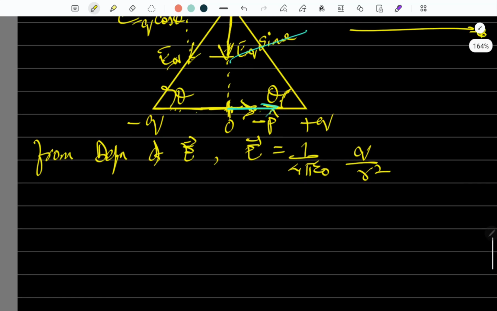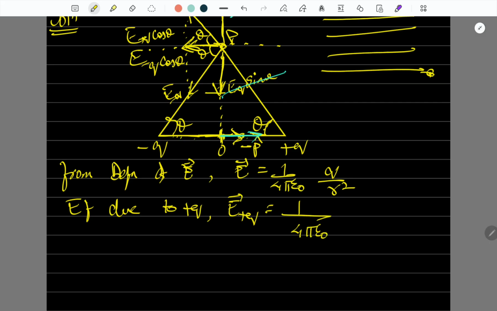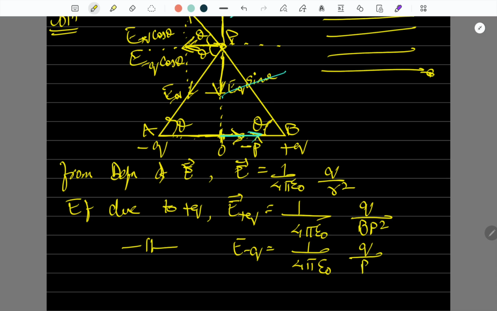After writing the definition, the next step is the electric field due to plus q charge. E plus q will be 1 by 4 pi epsilon naught, plus q divided by, this is A, this is B, so I can write Bp square. Similarly, for E minus q we get 1 by 4 pi epsilon naught q by Pa square. Directions are along Bp and along Pa. So this will be the initial part.